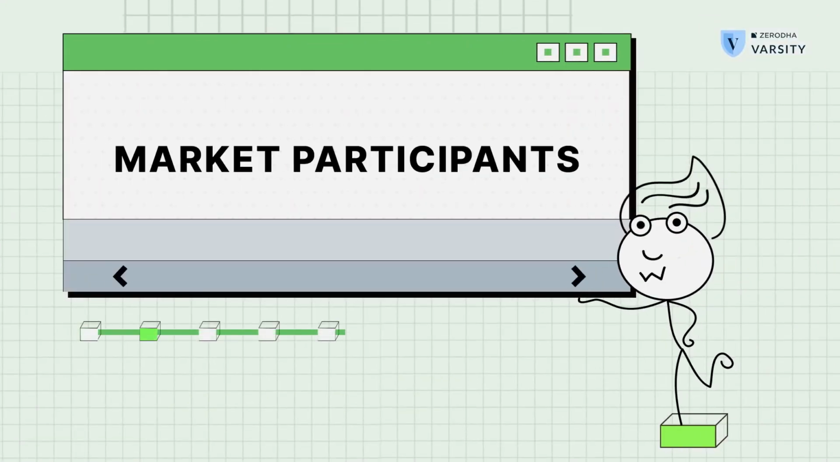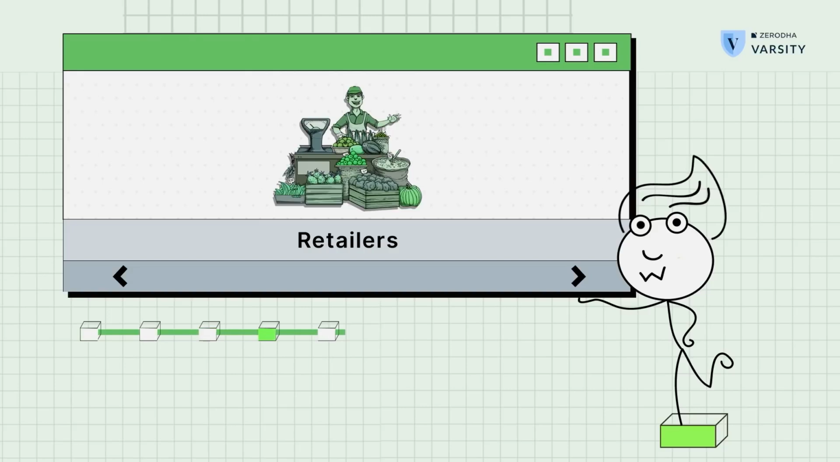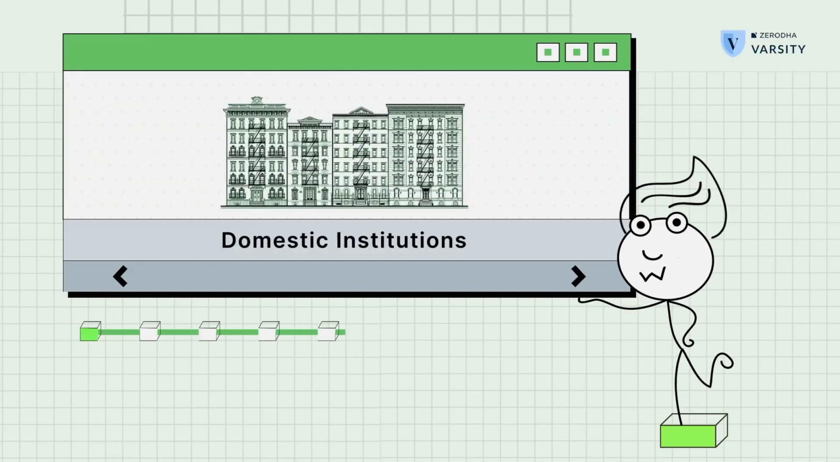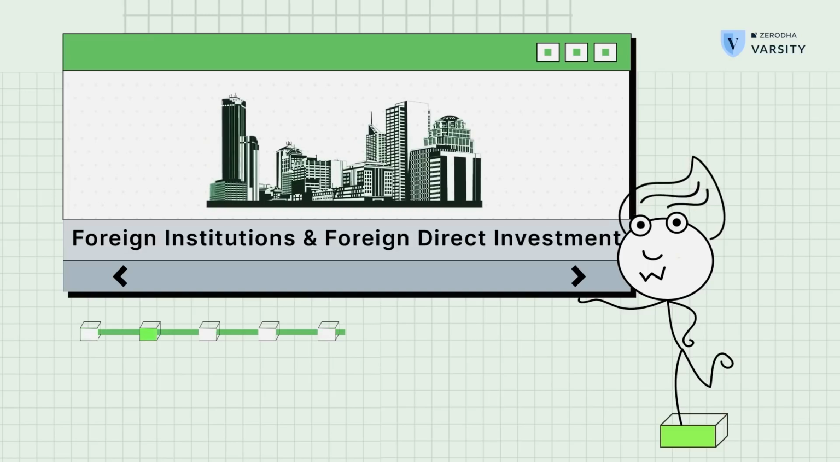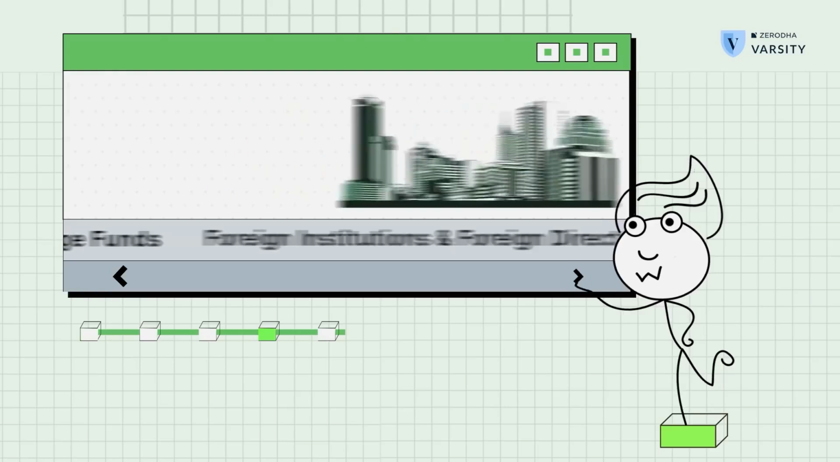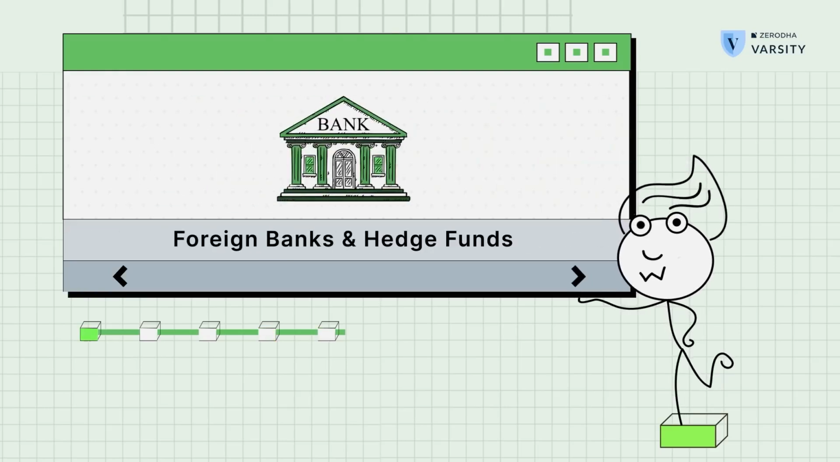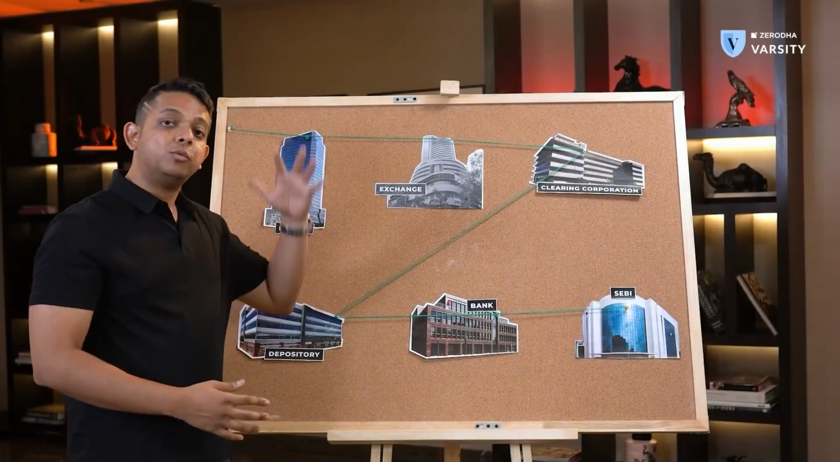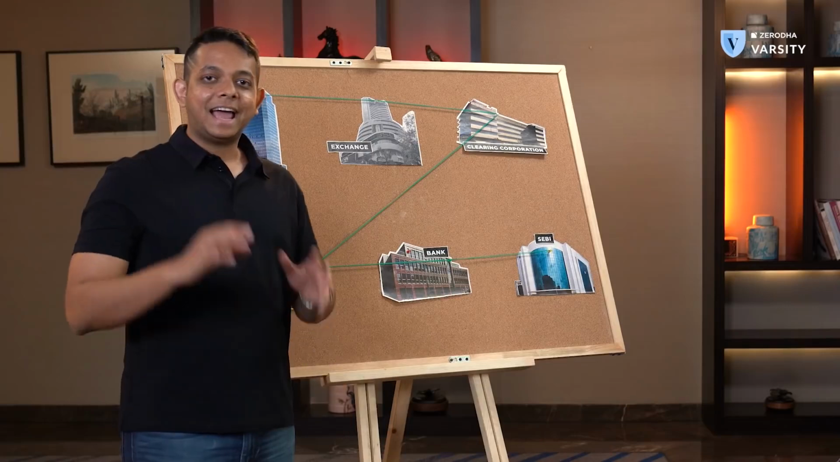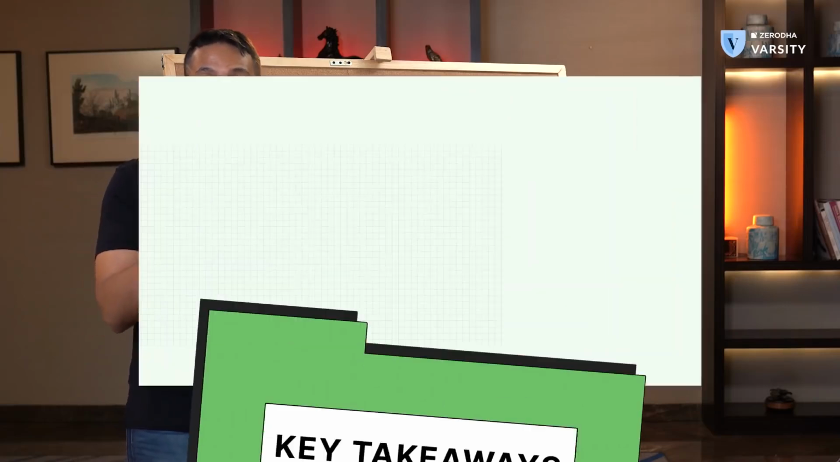The stock market participants include traders, retailers like you and me, and domestic institutional investors like mutual funds. There are also some other foreign entities like foreign institutional investors, foreign banks and hedge funds. They also form part of the ecosystem because they may place trades or investments within the capital market. And here are the key takeaways from this video.